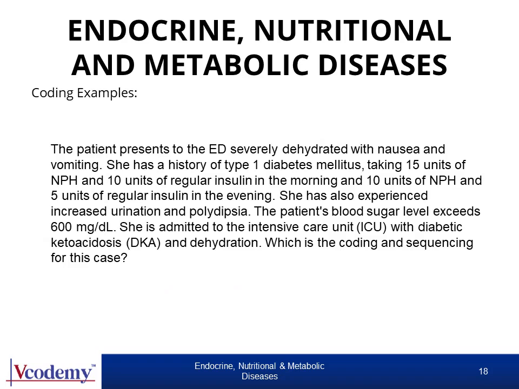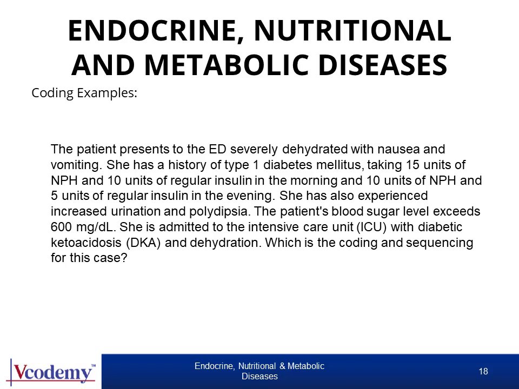Another coding example is the patient presents to the ED severely dehydrated with nausea and vomiting. She has a history of type 1 diabetes mellitus, taking 15 units of NPH and 10 units of regular insulin in the morning, and 10 units of NPH and 5 units of regular insulin in the evening.